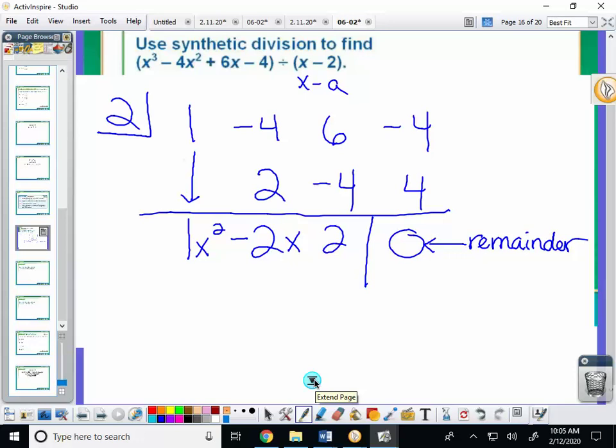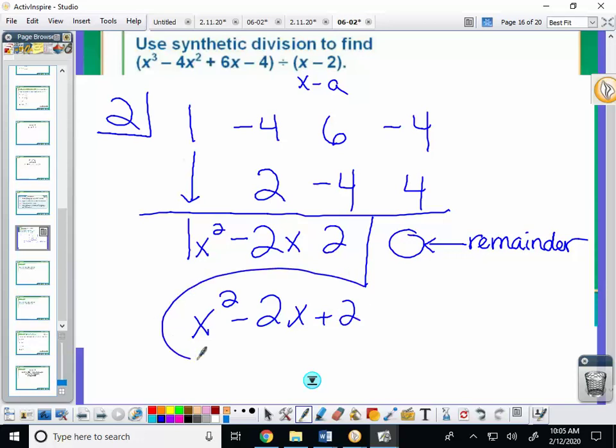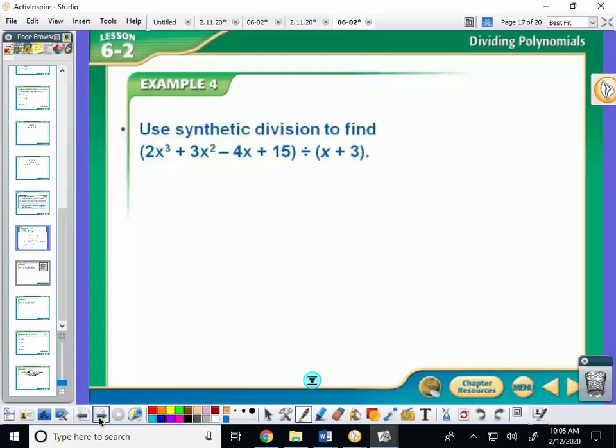Okay. We have x squared minus 2x plus 2. That is our answer. Wasn't that much faster than polynomial long division? And you'll get even faster at it. It'll be something you'll go through real quick. But that is our answer. Okay. Let's try another one.